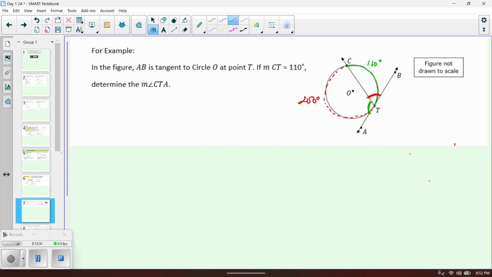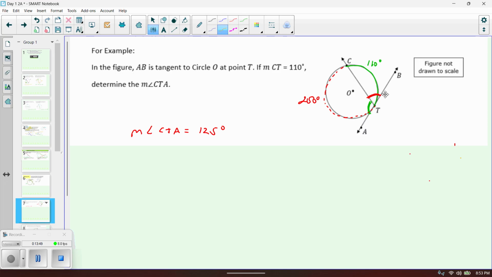And then if you cut that in half, the measure of angle CTA would be half of 250, which is 125 degrees. Now let's see if that works the other way.